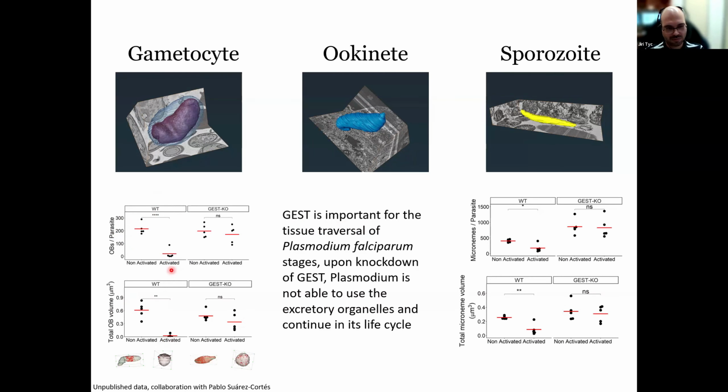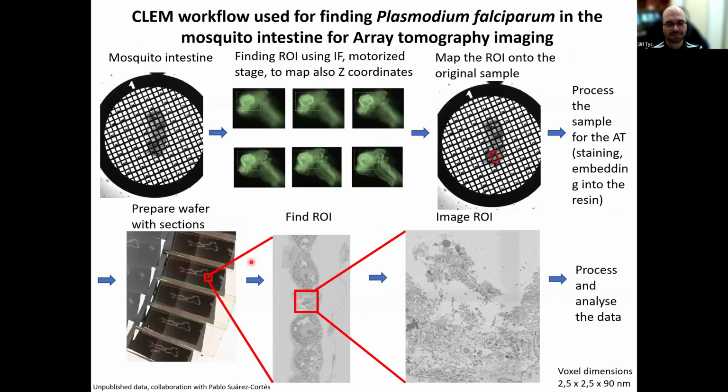But in the knockdown parasites, they were not able to excrete fully or properly the inner parts of the organelles. So that would be the reason why they are not able to get through the tissue. And that's potentially very interesting for the treatment. So this is just for repetition, again, how we did it in this case.